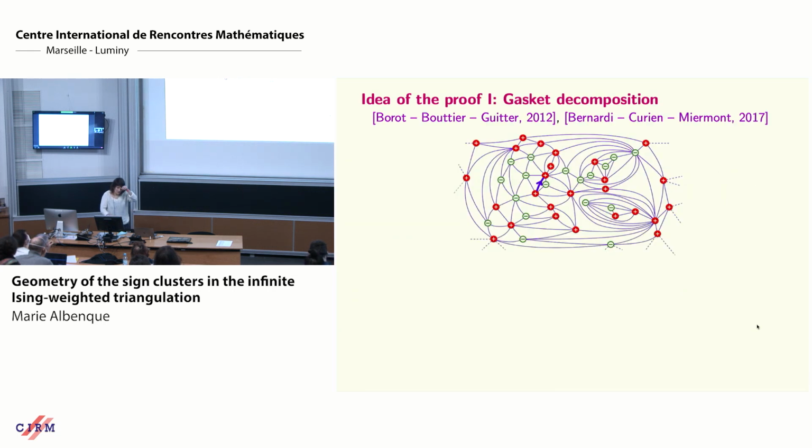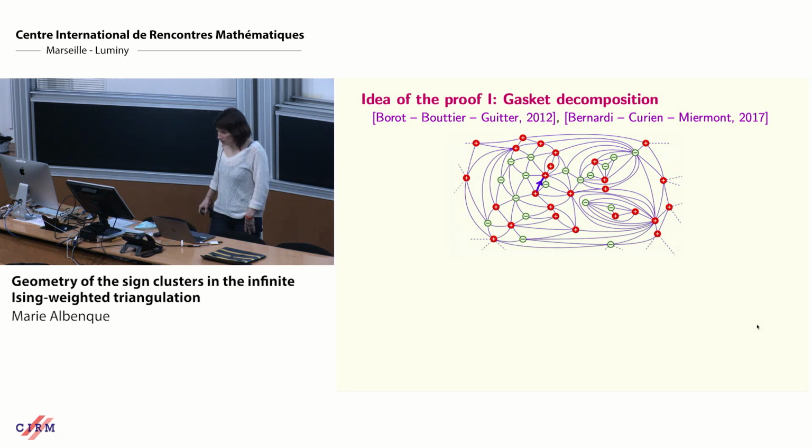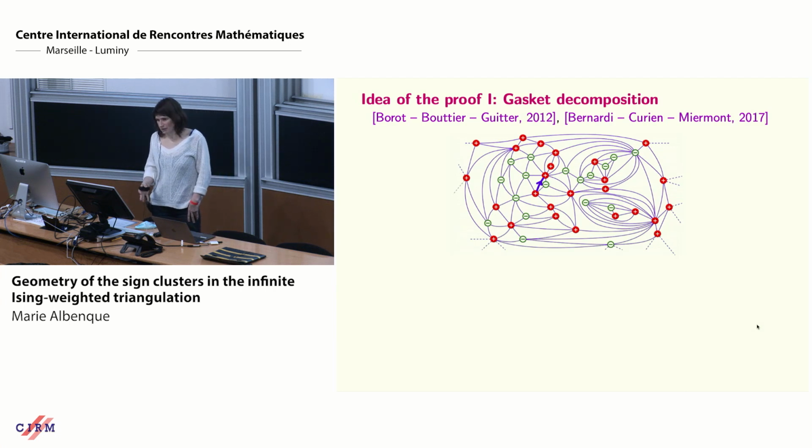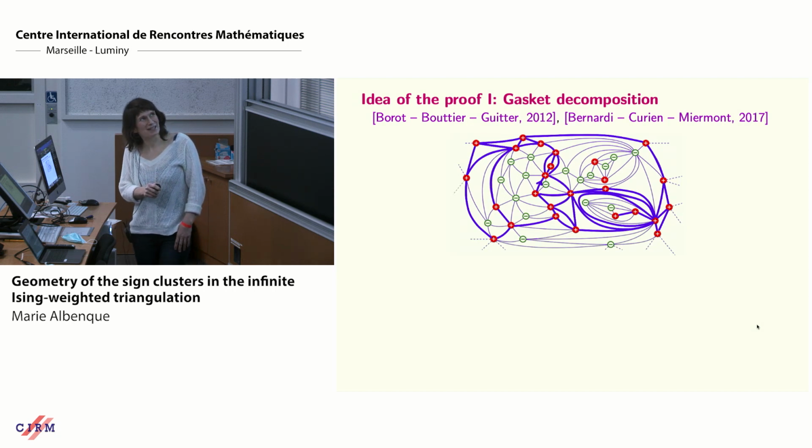Okay, so now let me give some ingredients of the proof of our result. The starting point is the gasket decomposition, which was introduced by Bertrand Bouttier, Gaëtan Borot, and Emmanuel Guitter, and which was also used in Bernardi, Curien, and Miermont. The idea is to start from this Ising triangulation here and to consider the cluster of the origin, which is the connected component of the map spanned by the monochromatic edges and which contains a red vertex. So this map in fat blue edges.